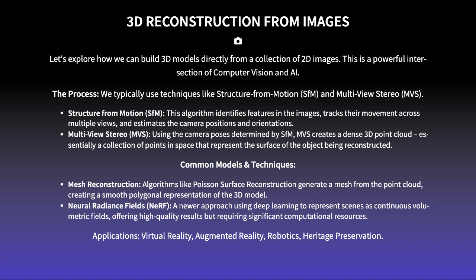From this cloud, we can then generate a mesh, creating a smooth, polygonal model you could actually use in VR or AR. And get this, newer techniques like neural radiance fields are using AI to create even more realistic 3D representations, although they need some serious computing power. It's finding tons of applications from virtual worlds and robots to preserving historical landmarks.